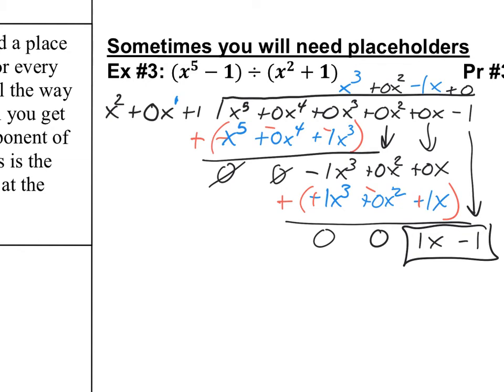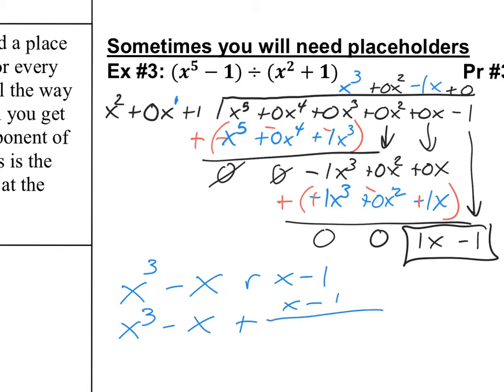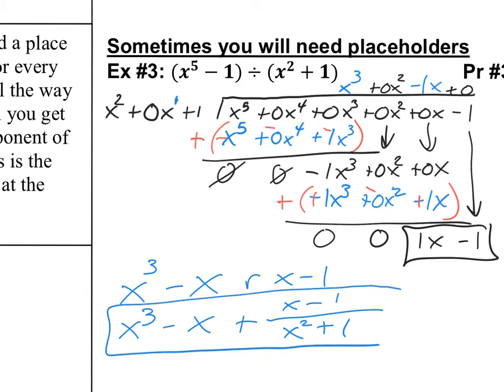And so I could write that the answer to this is x cubed. I don't need to put in all the placeholders for my answer, just for the long division. So x cubed minus x, remainder x minus 1. Or remember that the remainder could also be written as x minus 1 divided by whatever we divided by, which was x squared plus 1. Boom. And that's it.